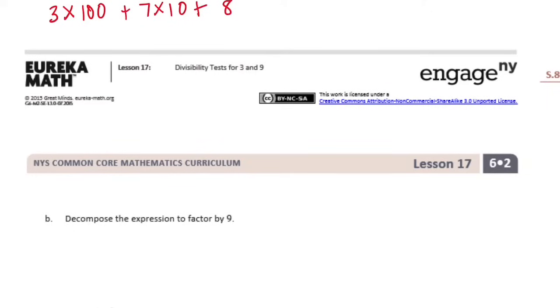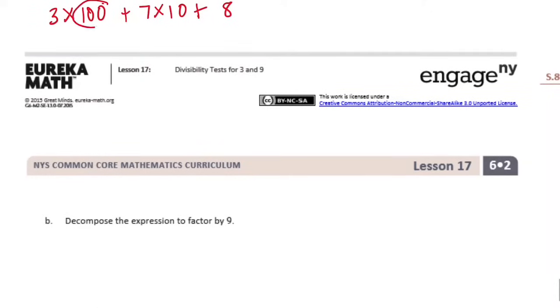So when I look at what we have, 110 that we're trying to kind of factor out or decompose into 9s or factors of 9. So 100, I'm going to break into 99 plus 1, because we know that 99 is divisible by 9. So I'm going to change it into 3 times 99 plus 1, plus 7 times 10. I'm going to break into 9 plus 1, plus 8.